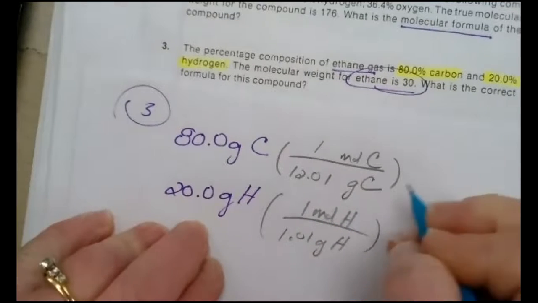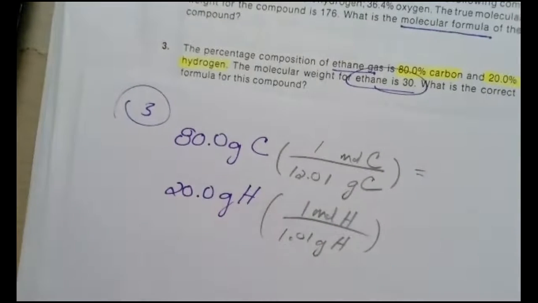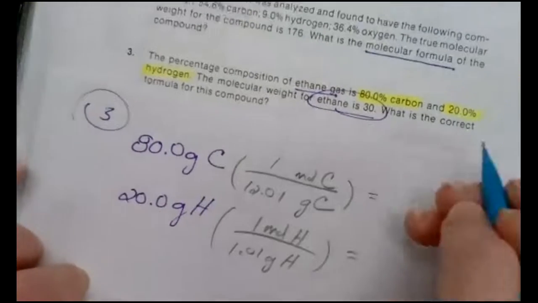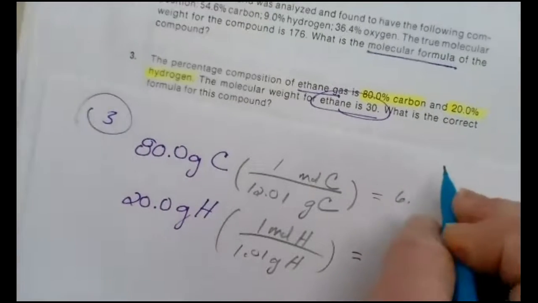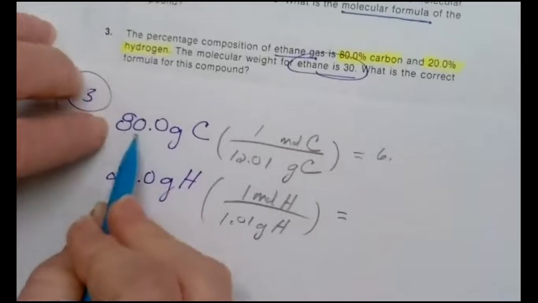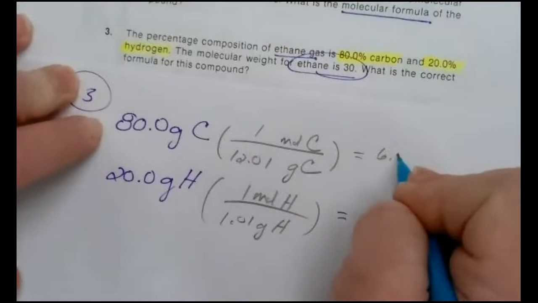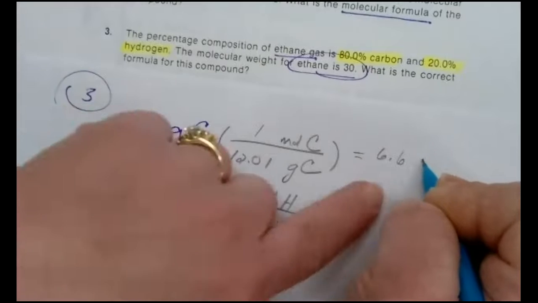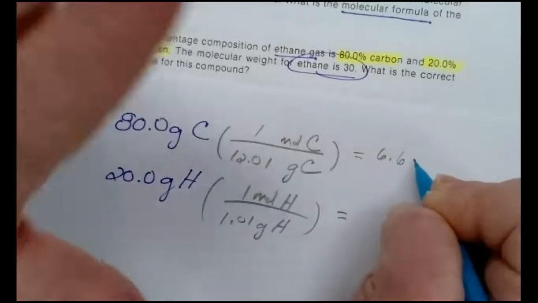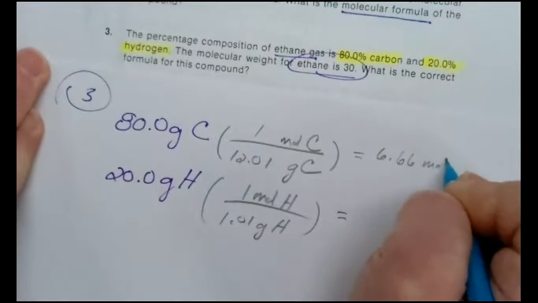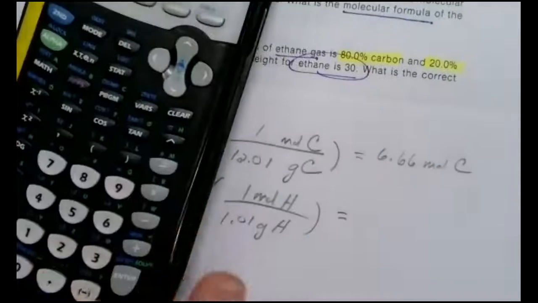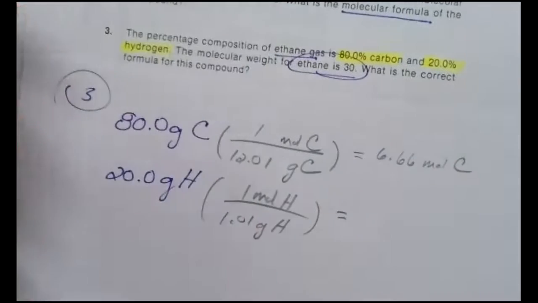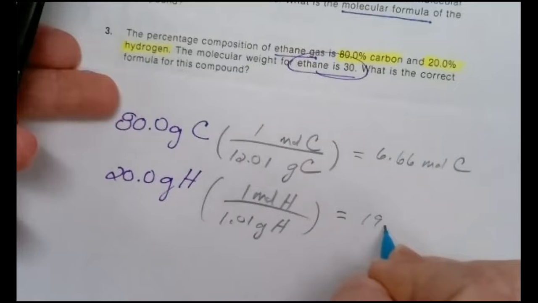Okay. Leah, do you mind giving us the answer for the moles of carbon, please? I got 6.7. And with 3 sig figs, please. 6.66. And does the last 6 round? Okay, very good. And then our hydrogen, so we'll just take the 20 divided by 1.01, and 3 sig figs, 19.8.